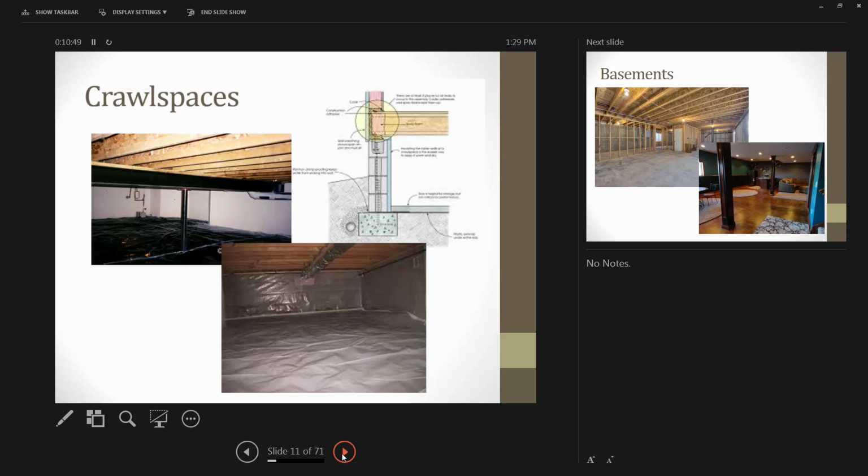Crawl space and basement types do require a little bit of excavation. The main reason that you'll see a crawl space in buildings is either if you've got a high water table and you can't be directly on grade, or if you're running utilities, plumbing, electrical, mechanical, down underneath, and you can see some heating pipes down in there.